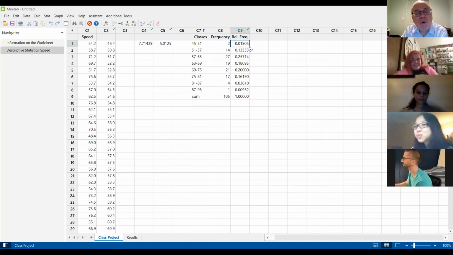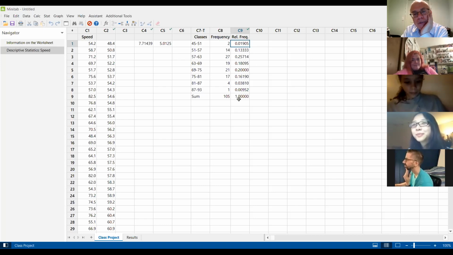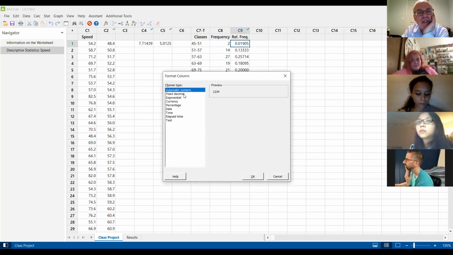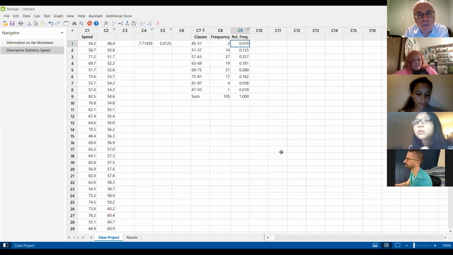All right. Now, what if I don't like 5 decimal places here? What I can do is right-click C9 and go down to Format, and then fixed decimal. I want to pick 3 decimal places. It automatically defaults to 5 decimal places. 3 decimal places would be more workable, and notice it's still at 1. If I do 2 decimal places, it actually adds up to 1.01. So I figured 3 was okay.